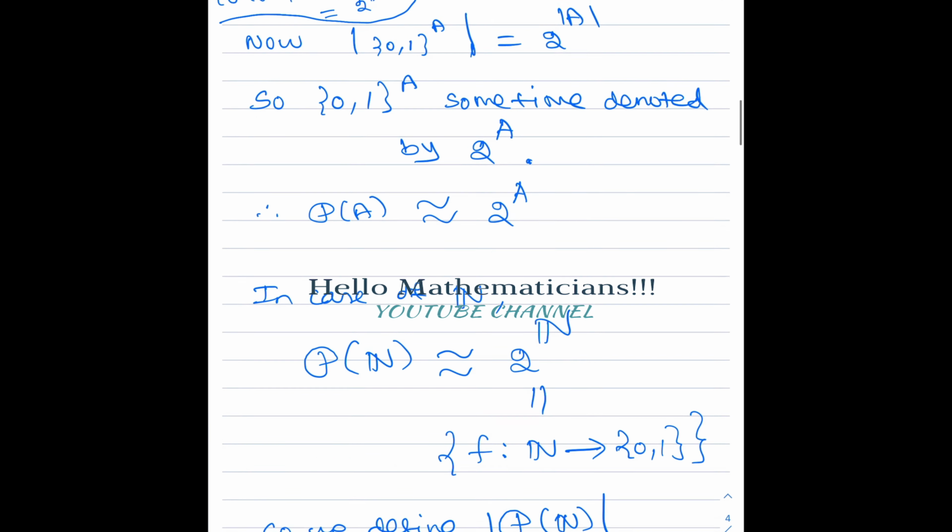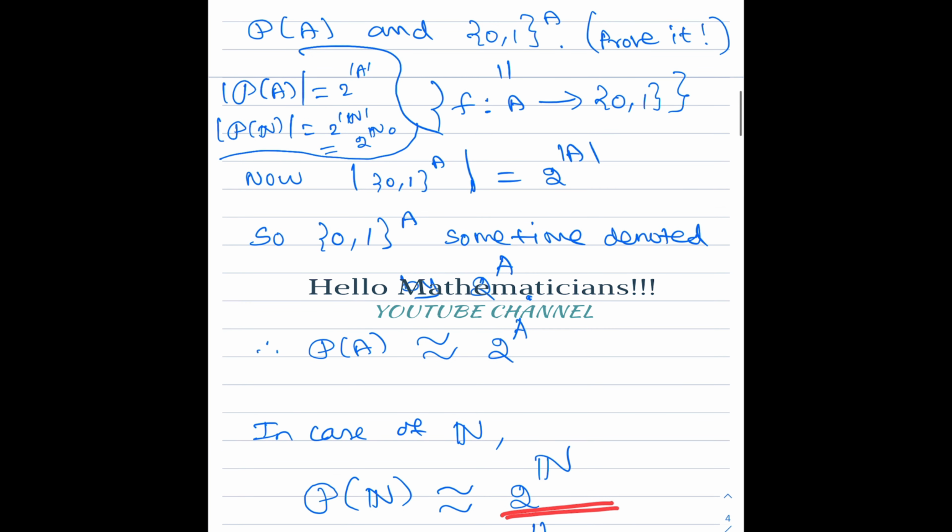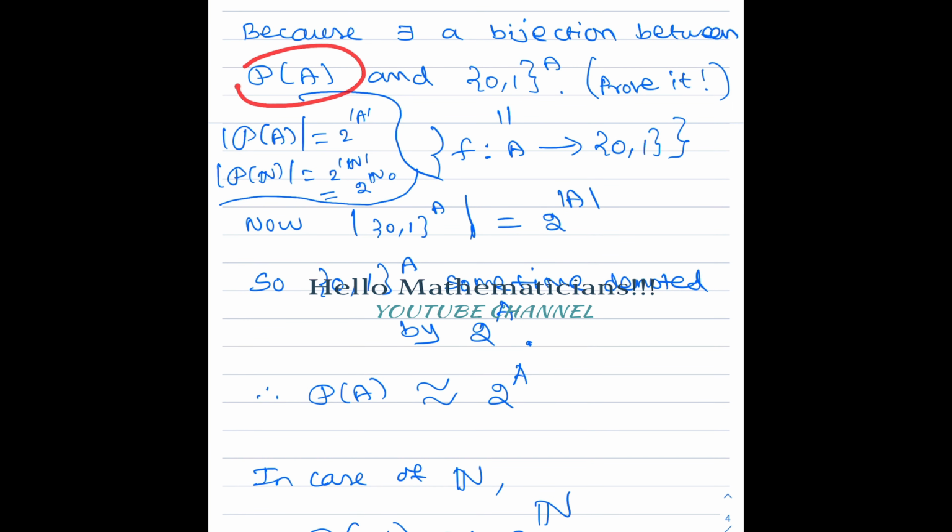In the case of N, we have the power set of natural numbers and 2 power N, and they are the same. That is what we just saw here: the power set of a set, and the set of all functions from A to {0,1}, are in bijection. So {0,1} power A is what we denote by 2 power A, in a different way.